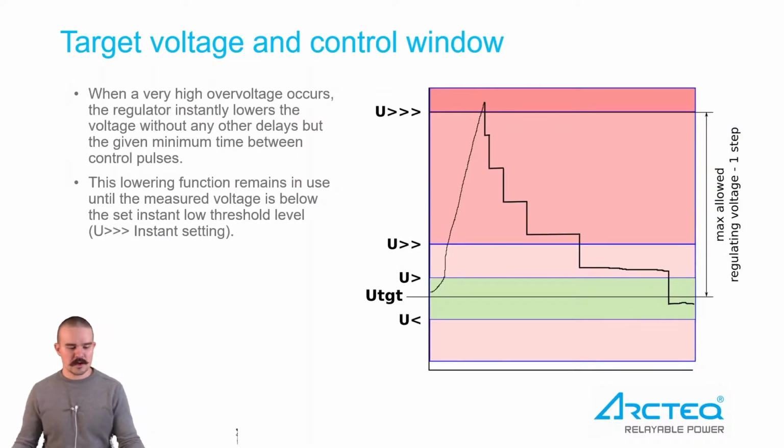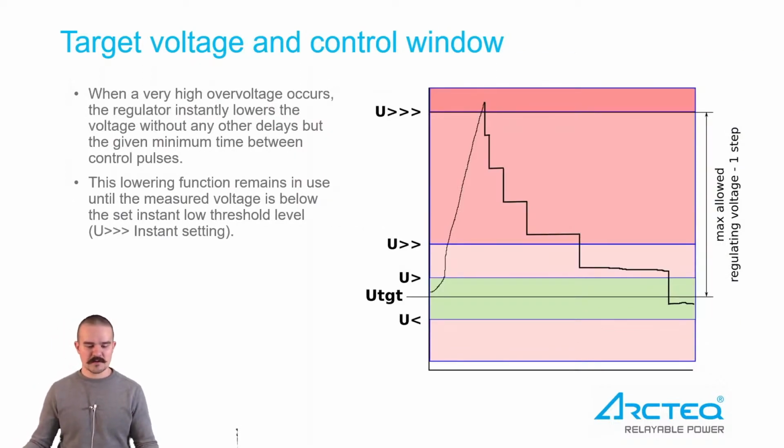So when you have very high overvoltage, the regulator instantly lowers the voltage without any other delays but the given minimum time between the control pulses. So this lowering function remains in use until the measured voltage is below the set instant low threshold level.